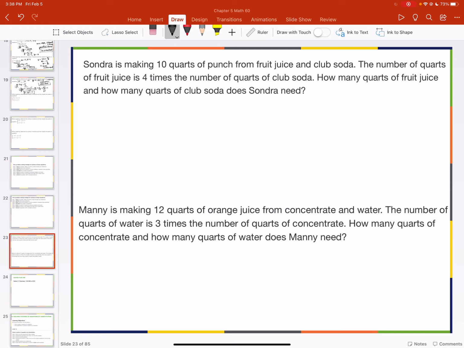Sandra is making 10 quarts of punch from fruit juice and club soda. The number of quarts of fruit juice is 4 times the number of quarts of club soda. Okay, fine. So she has fruit juice here. I'm just going to draw a little picture. This is like some juice. And then she's going to add the club soda. And then that's going to equal 10 quarts of something, right? This is going to be the punch, right? So what that means is, let's say, let x be quarts of fruit juice.